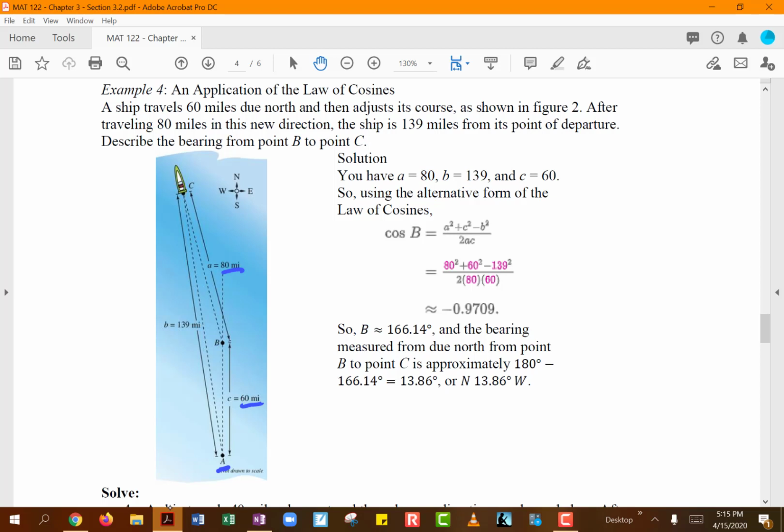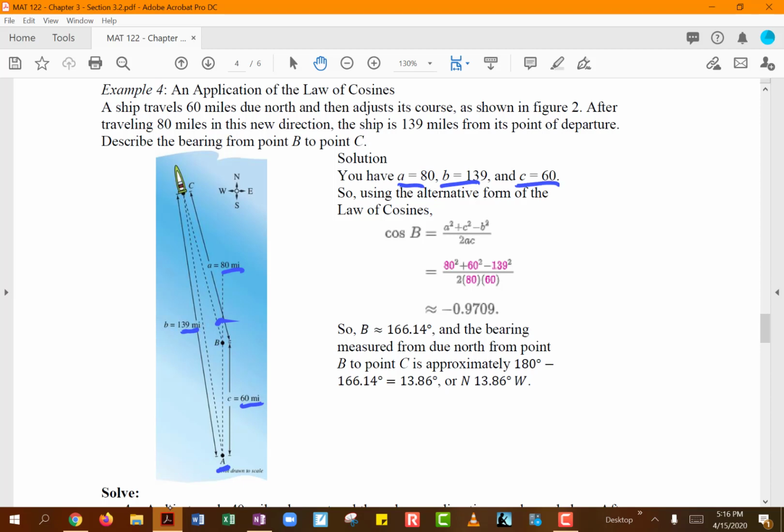At this point, your ship is going to be 139 miles from where it departed, which was point A. So you are now at 139 miles from the point of departure, and they want to know what is going to be the bearing from point B to point C. So basically they're asking us to find this angle over here. Alright, so let's go ahead and take a look at what we are given. So basically we are given all three sides of our triangle.